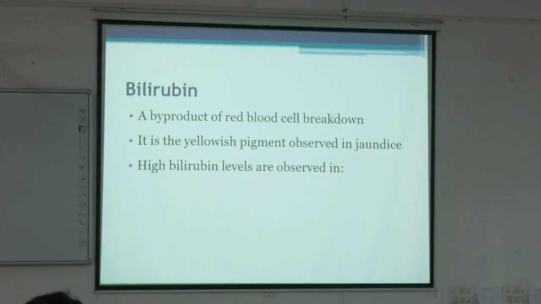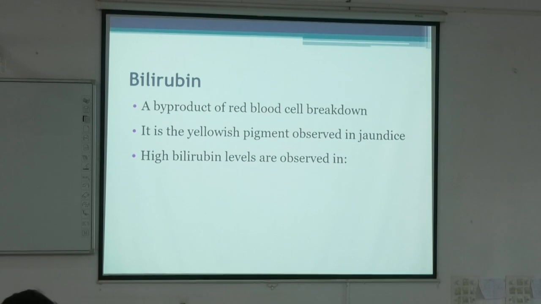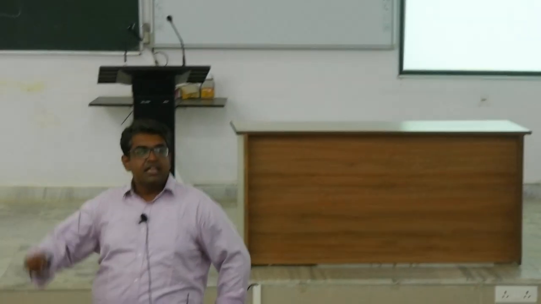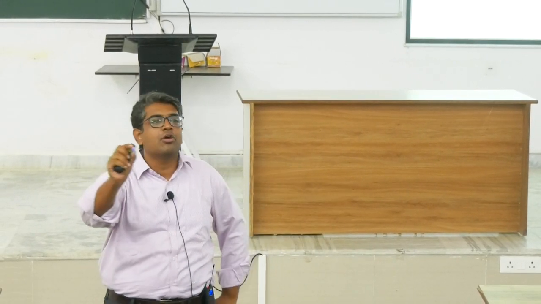When will you see high bilirubin levels? Gallstones. Can gallstones give high bilirubin levels? No. They will only give high bilirubin levels if they break down and come out of your gallbladder and get stuck in your common hepatic duct or common bile duct. Otherwise, it is not supposed to cause jaundice. Gallbladders are not supposed to cause jaundice. Keep it in mind.